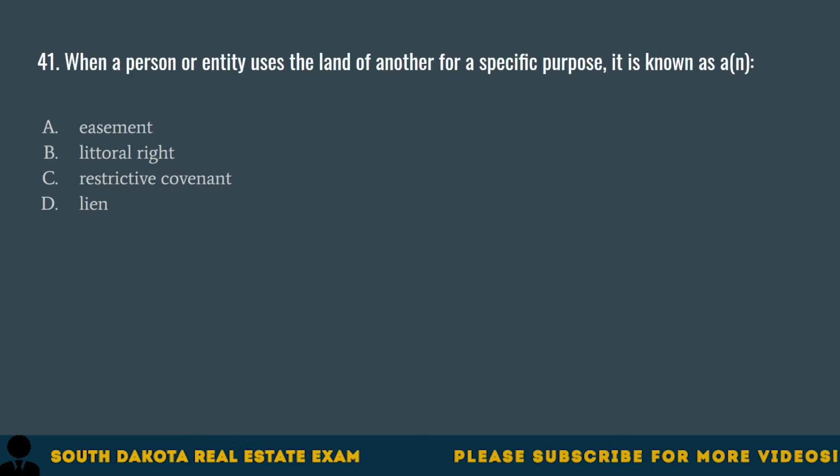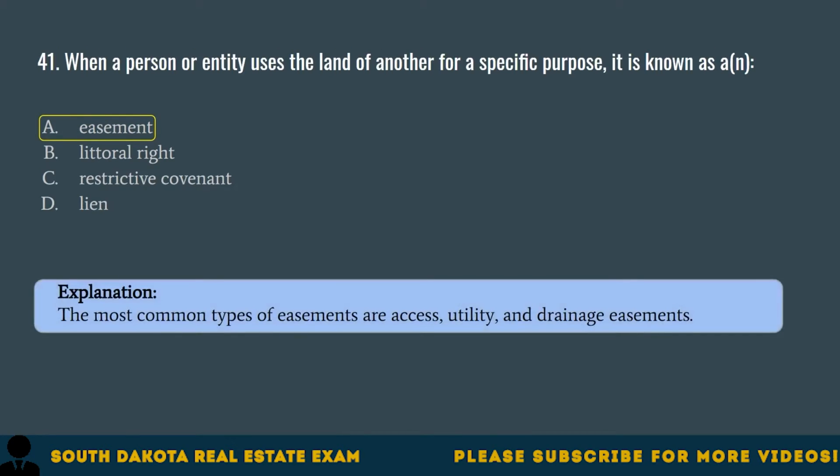Question 41. When a person or entity uses the land of another for a specific purpose, it is known as an A. Easement, B. Literal right, C. Restrictive covenant, D. Lien. The correct answer is A. Easement. The most common types of easements are access, utility, and drainage easements.